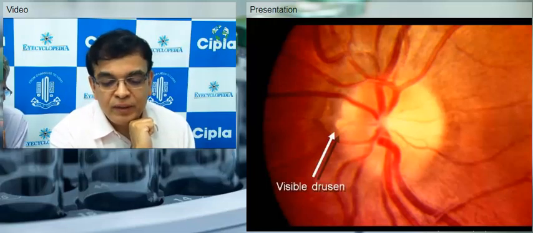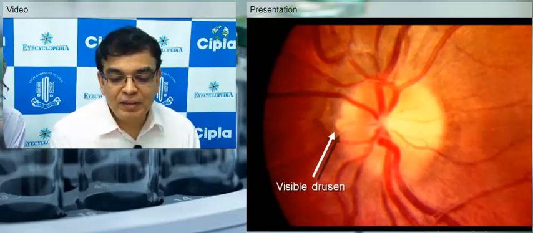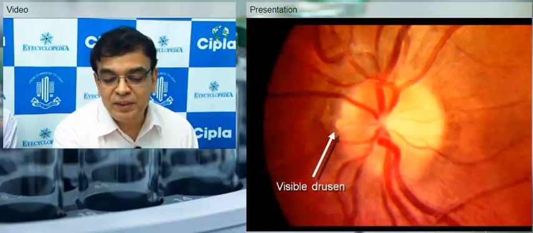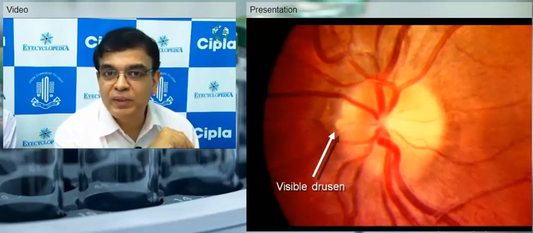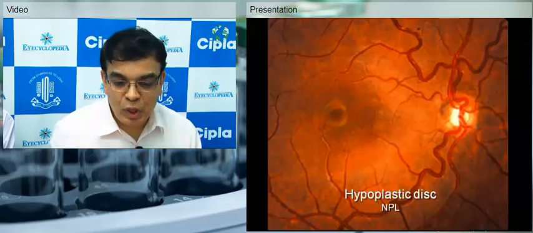This particular disc also shows elevated nasal margins. But if you look very closely at around the 9 o'clock position here, you might see two little lumps there. I've put an arrow to one. There's another one just above that here. And these are clearly visible drusen. So your diagnosis is made a lot easier for you. If someone sent you this patient, you can heave a sigh of relief and say, okay, this is not true disc swelling. This is a pseudopapillary edema due to visible drusen.